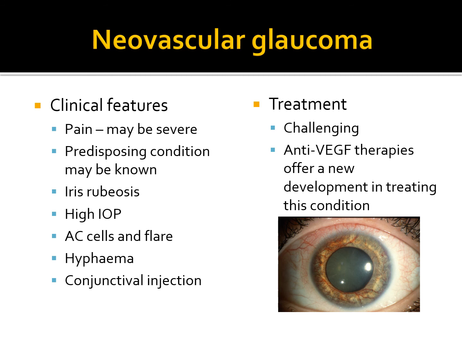rubeosis iridis can be there, it's high IOP, cells and flare, hyphema, conjunctival injection, and the treatment is challenging because it's a long-term chronic problem, and the patients have allowed things to happen, probably haven't looked after themselves maybe quite as well as they could, to allow this sort of stuff to happen. And apparently the treatment is challenging. I can appreciate that it's challenging because it's clogged up for so many different reasons. And apparently anti-VEGF therapies now offer some hope for better treatments in the future.